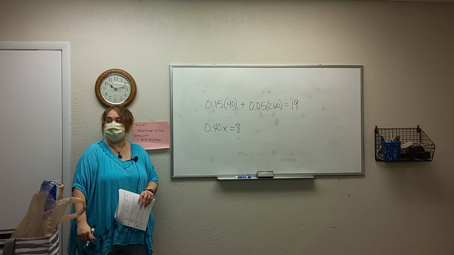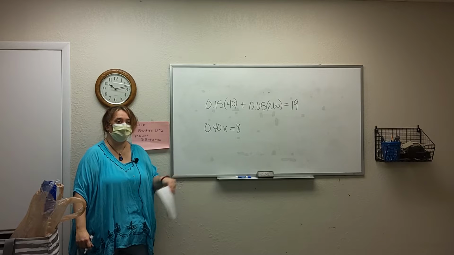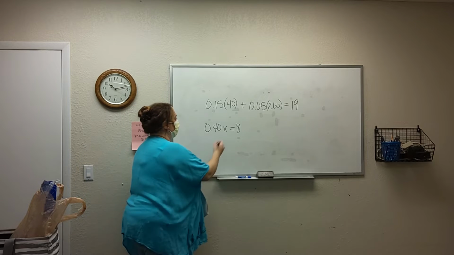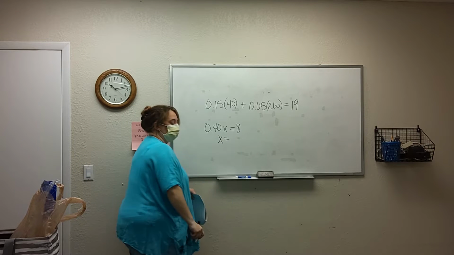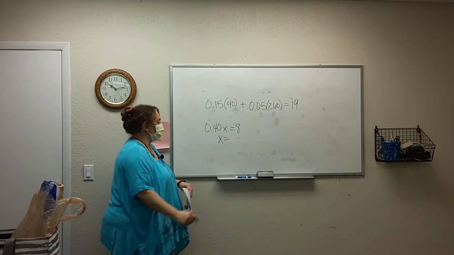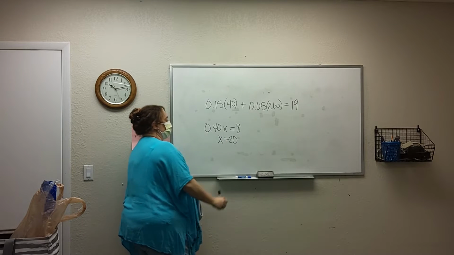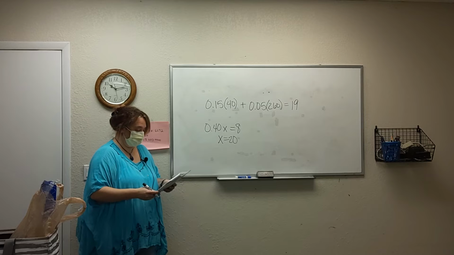Ooh, that's an equation. I can solve that for x and find my given number. Divide both sides by 0.4. That should give you 20. So my given number, my mystery number, apparently is 20.